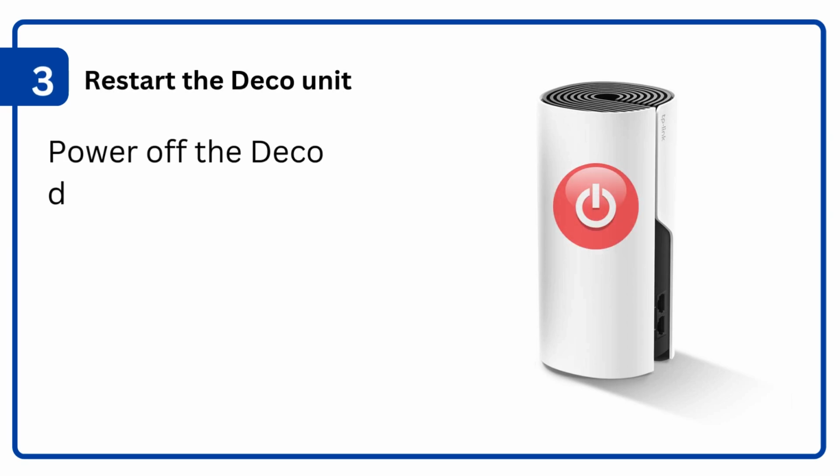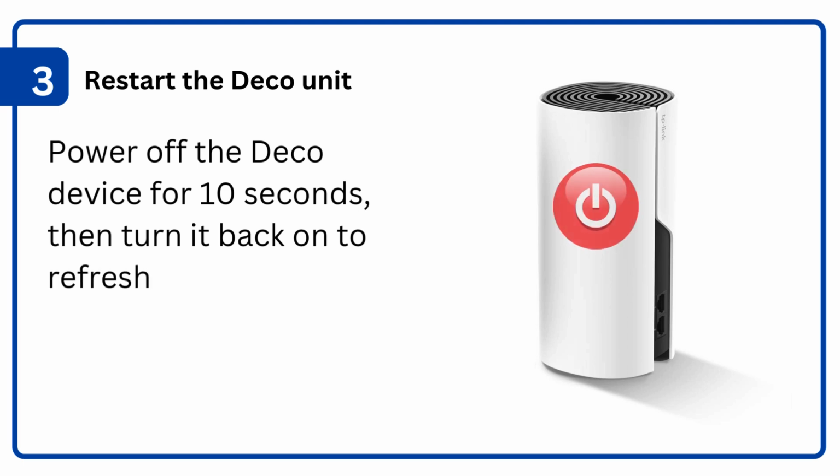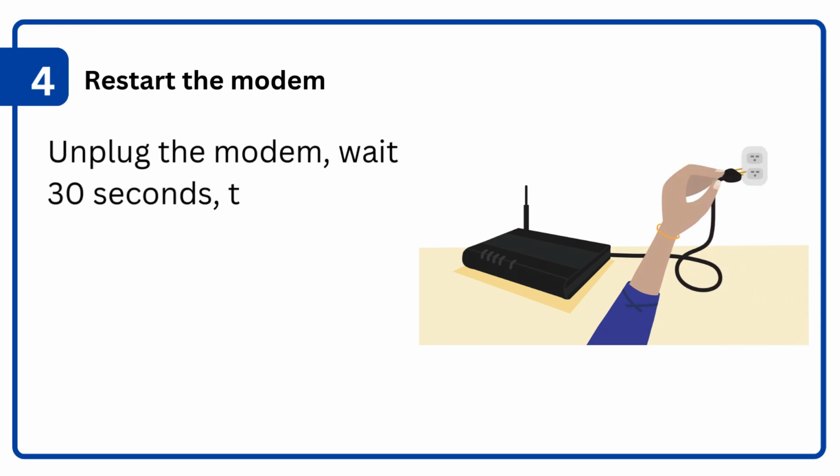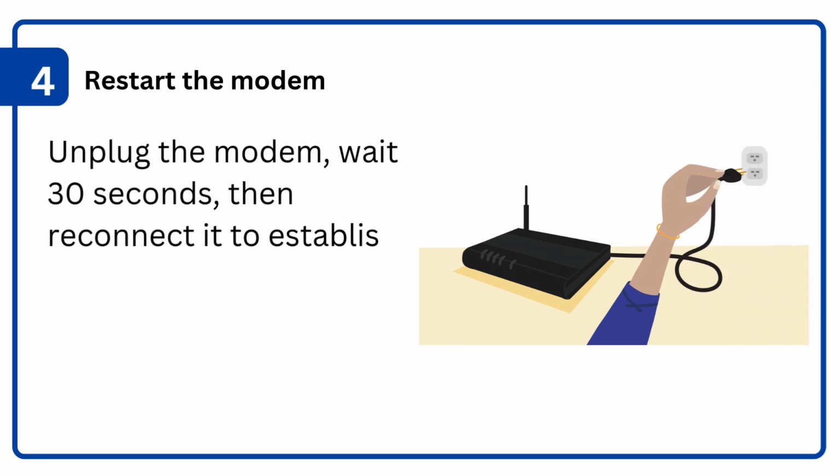3. Restart the DECO unit. Power off the DECO device for 10 seconds, then turn it back on to refresh the connection. 4. Restart the modem. Unplug the modem, wait 30 seconds, then reconnect it to establish a fresh connection.